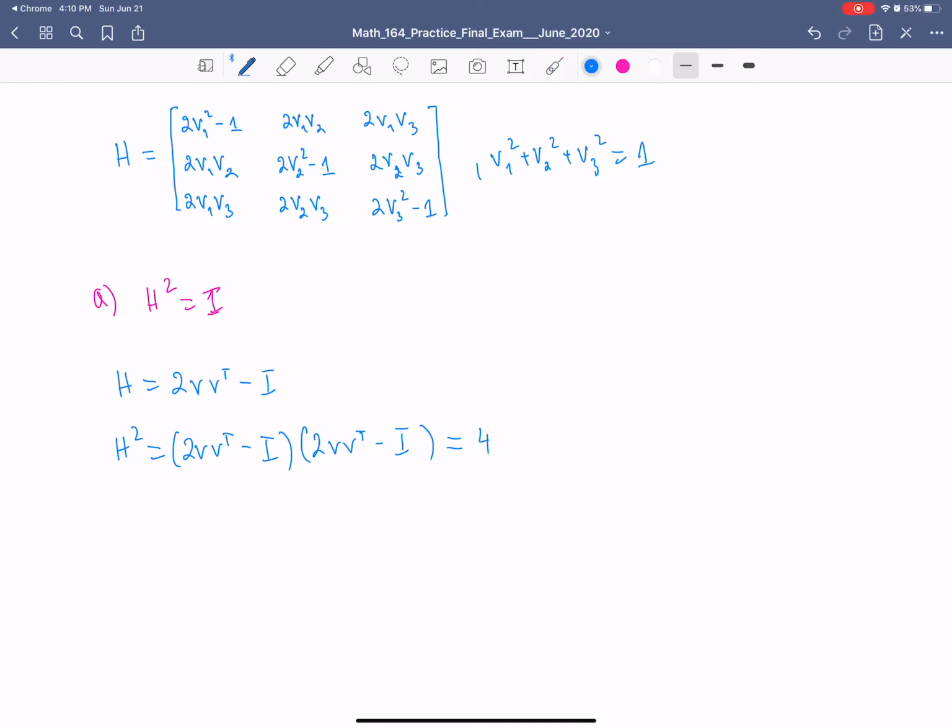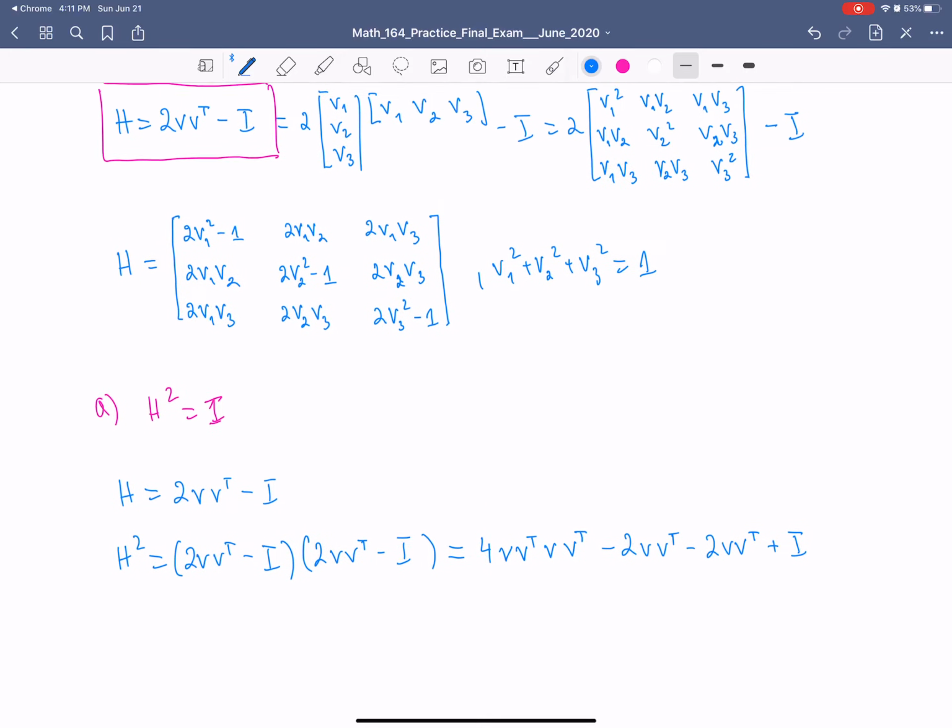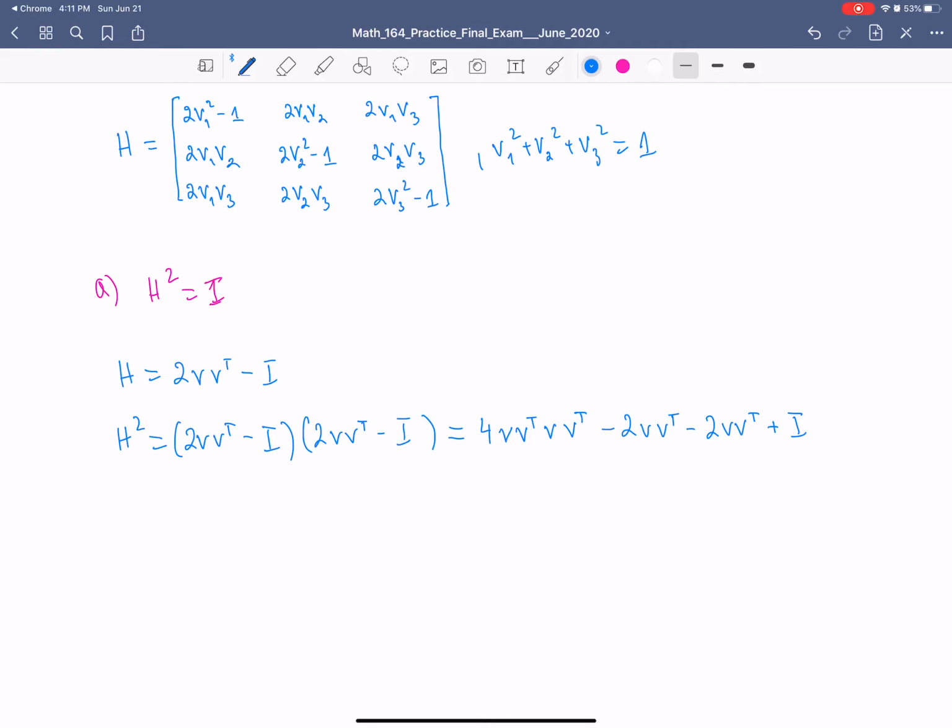But then you have to follow the order. You can't write VV transpose squared. I mean, you can, but you shouldn't. You should write V, V transpose, V, V transpose. Then you have this times the identity with a minus. Anything times the identity, so that matrix times the identity, you just get the matrix 2VV transpose. Then you have minus identity times 2VV transpose, so that's another 2VV transpose. And then you have minus identity times minus identity. Well, that is identity squared, but the identity squared is just the identity. So you don't have to write the square, because when you square the identity matrix, you get the identity itself.